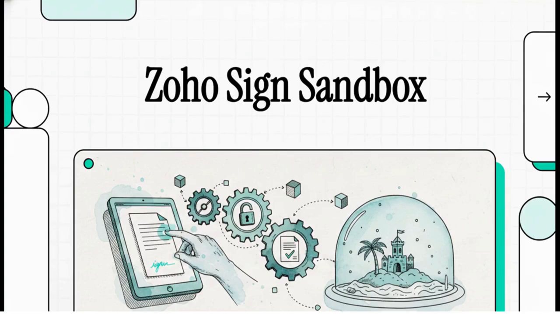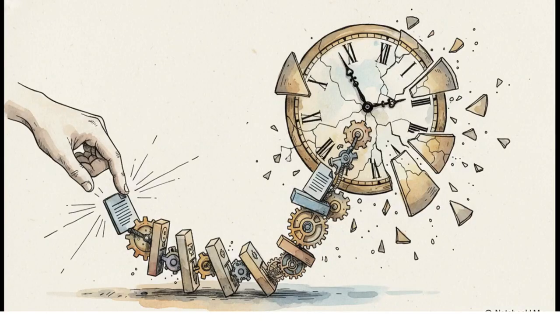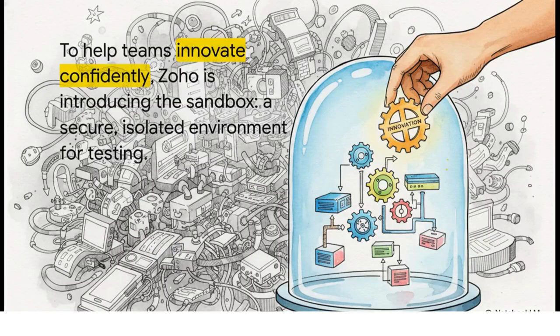Let's talk about a tool that lets you innovate without fear, the Zoho Sigma Sandbox. I mean, you've been there, right? Hesitating to touch a live workflow, scared it'll all break? Because let's be real, one little misstep can completely derail your entire turnaround time. When that happens, you get messy workflows and frustrating delays for absolutely everyone. So, the big question is, how can your team innovate without taking on all this risk?